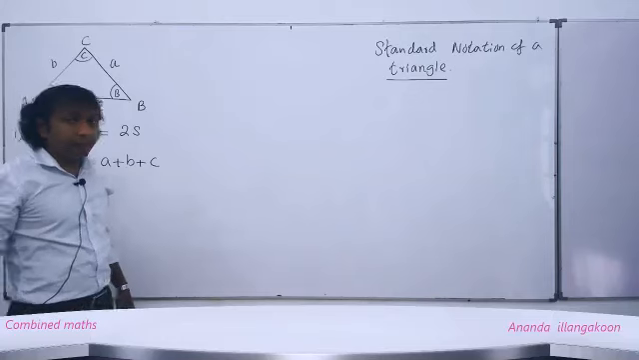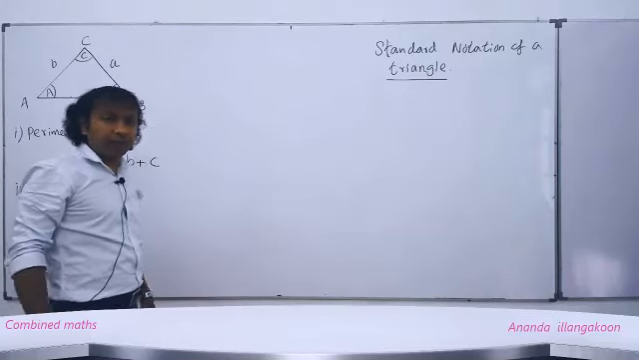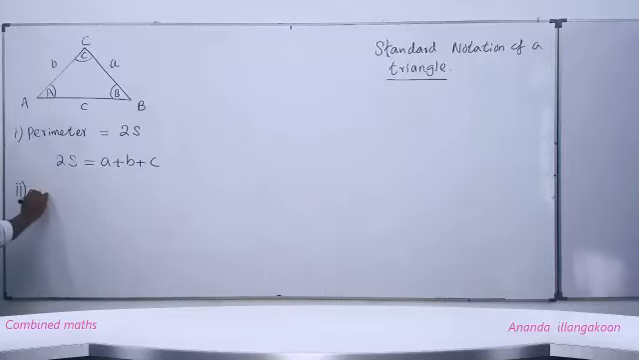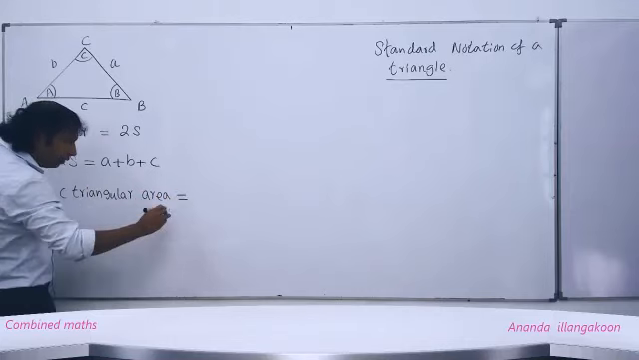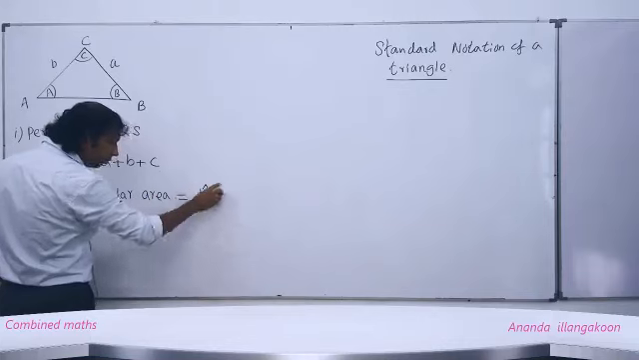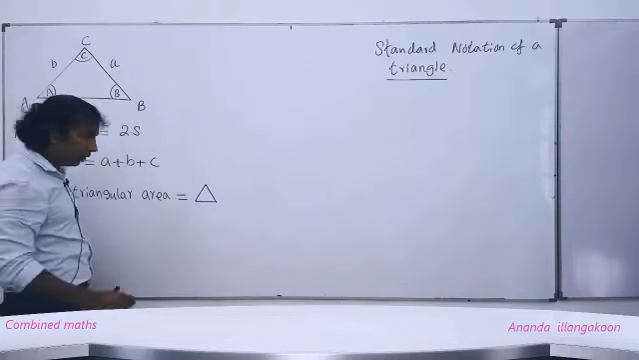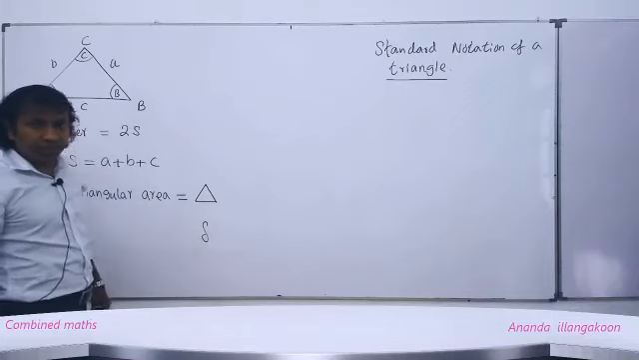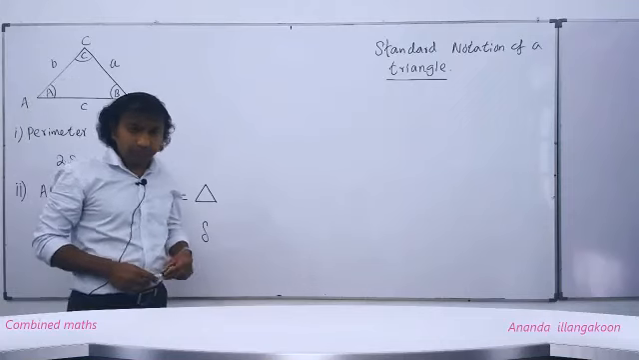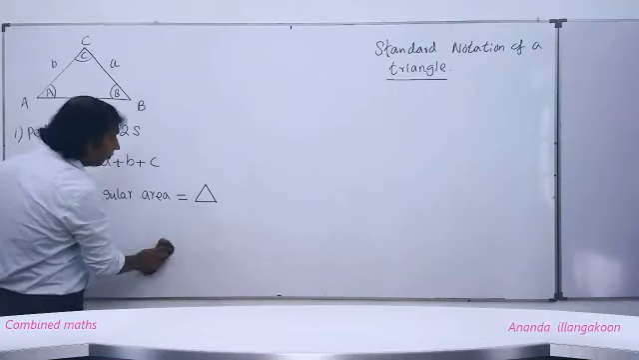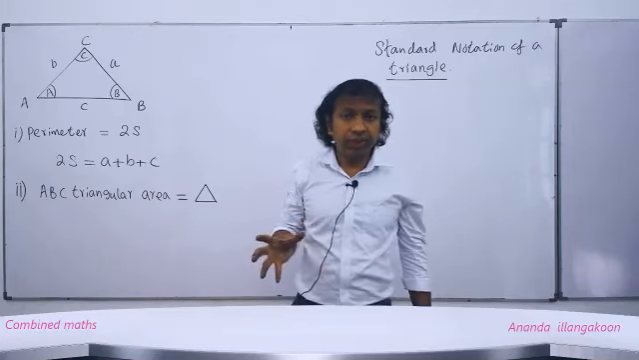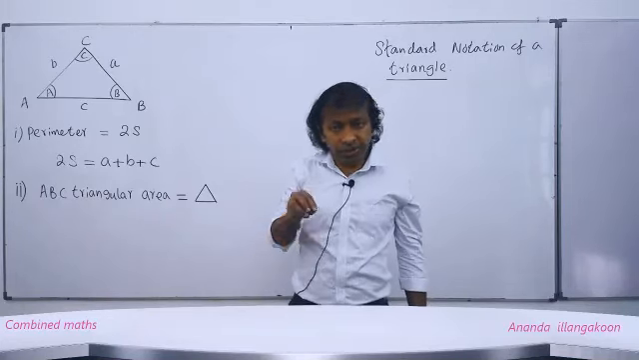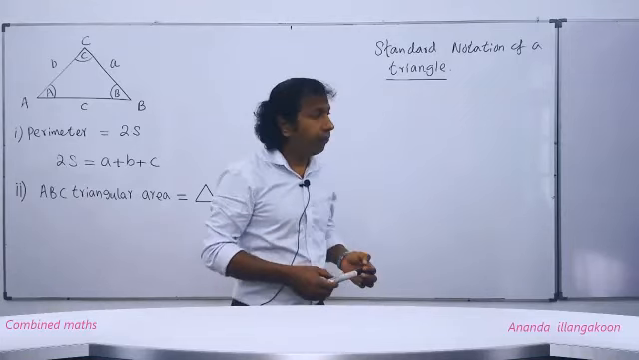The second thing is the area of the triangle ABC. The area of the triangle ABC is denoted by delta. The triangular area is denoted by this notation delta. This is the Greek letter delta. There is another way of writing delta, like a capital simple form. This is called the standard notation, but there are more notations available relating to this triangle in the standard way. They are not that important in this discussion. Some more are available like this.